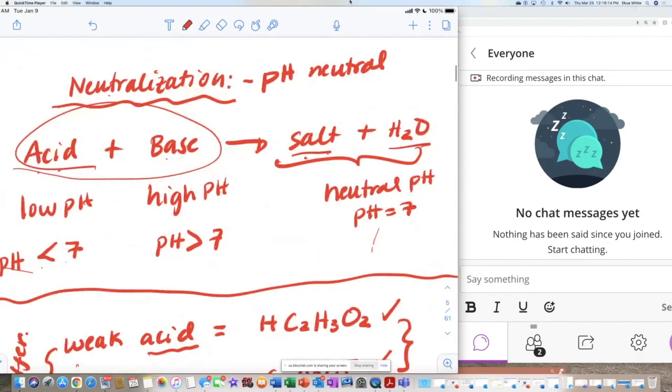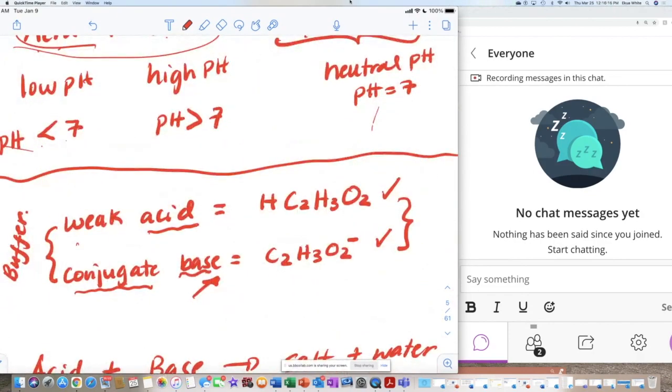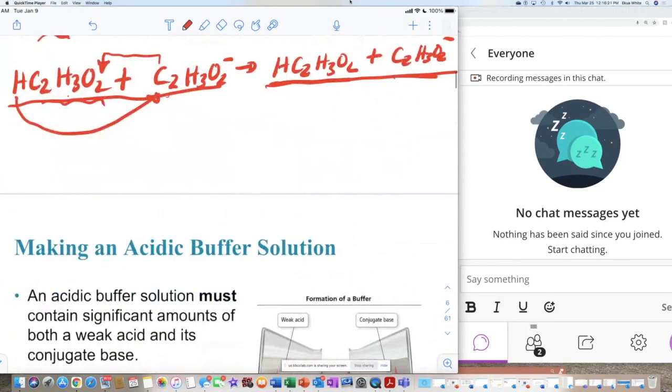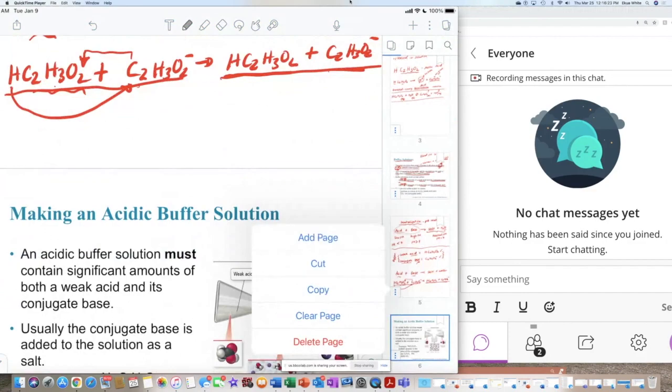Other than that, we'll continue from here. So to make a buffer, weak acid and conjugate base. The other thing I'm looking at here is to set a basic buffer, right?